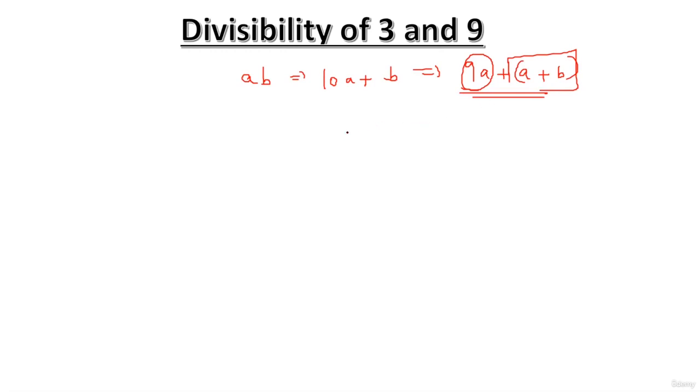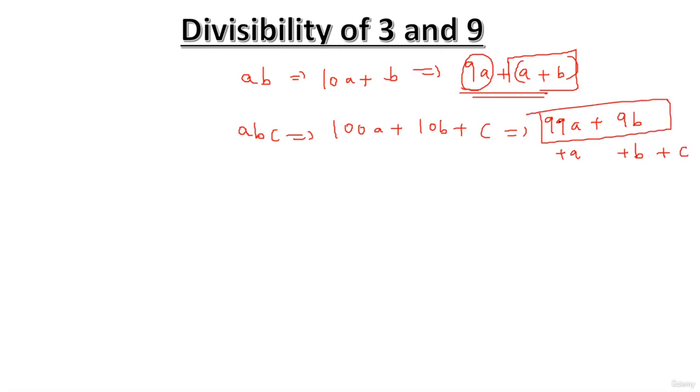Similarly, if you take a three-digit number, let's say ABC, its value will be 100A plus 10B plus C. You can write it as 99A plus A, since we split the 100, and 10B is nothing but 9B plus B, and write the C as such. So 99A plus 9B, this part is divisible by 3. What will make the whole number divisible by 3? If the remaining part, A plus B plus C, also becomes divisible by 3, isn't it?